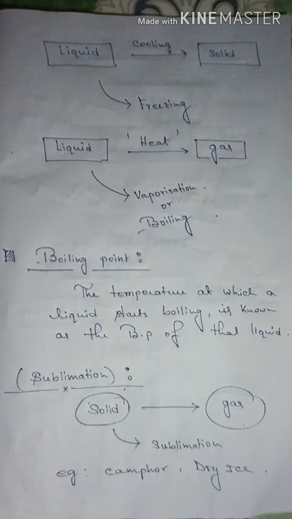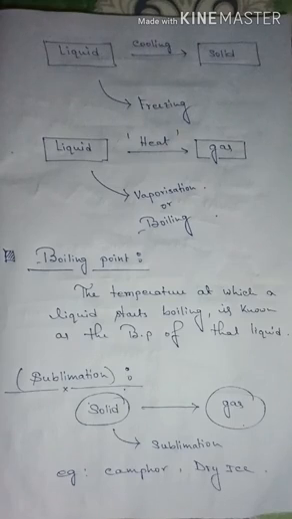Now we have to find out what is the difference between evaporation and boiling. Look, in case of boiling we have to give heat energy from outside. Extra heat energy is given. But in case of evaporation, the room temperature is enough. No external heat energy is given.